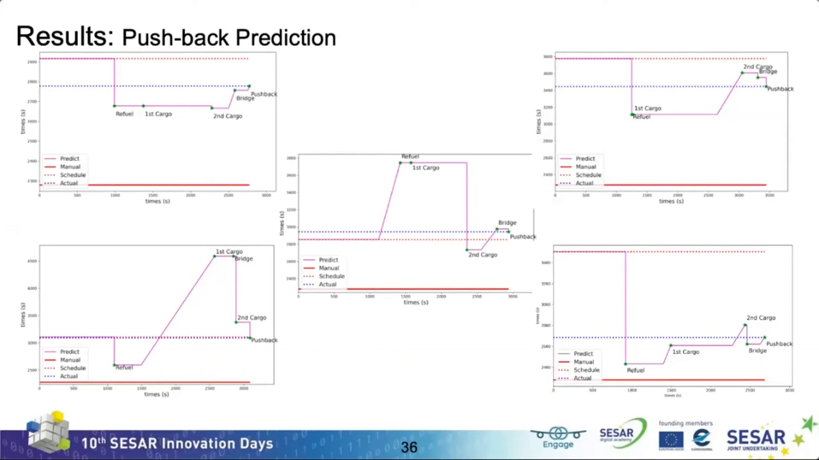It can more accurately predict pushback from the time the second cargo loader detached in one video and from the bridge detached in another video, compared to the scheduled time. It results in a more accurate pushback prediction in 4 out of the 5 videos.